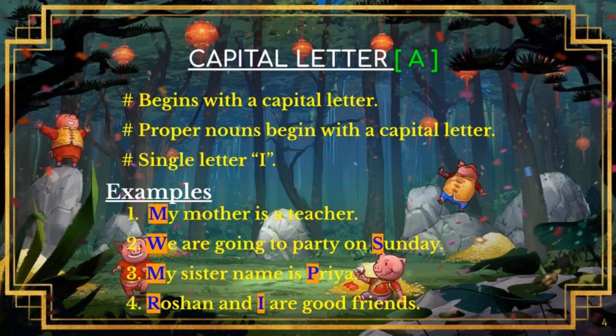Let us move to the third one. My sister name is Priya. Students, as usual, the first letter should be in capital, and Priya is a proper noun because it is a particular girl's name. Let us move to the fourth one. Roshan and I are good friends. Students, as usual, the first letter should be in capital, and one more thing, Roshan is a proper noun. And the pronoun I is used in the fourth sentence. So what I said, the pronoun I is also written in capital letter.